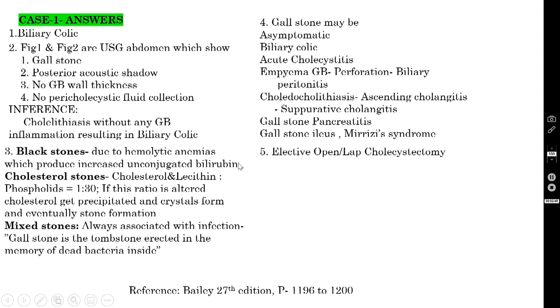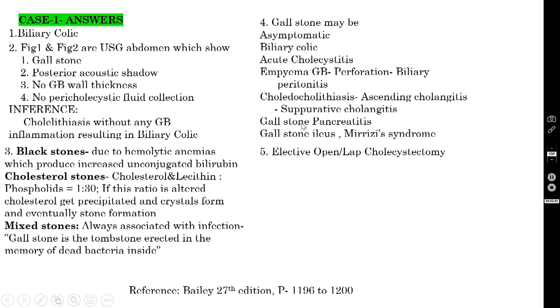Black stones are due to hemolytic anemias, which produce an increased amount of unconjugated bilirubin. That is the cause for the black coloration. In cholesterol stones, the ratio of cholesterol to lecithin and phospholipids is normally 1:30. If this ratio is altered, cholesterol gets precipitated and crystals form. Eventually, all these crystals adhere together and stone formation results. Mixed stones are always associated with infection. There is an aphorism: gallstone is the tombstone erected in the memory of dead bacteria inside. So without infection, there is no mixed stone. This contains both pigment and cholesterol.